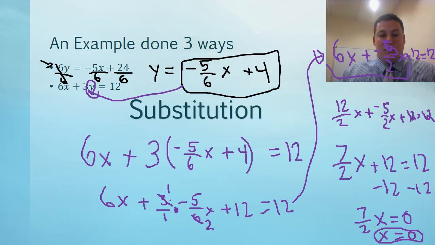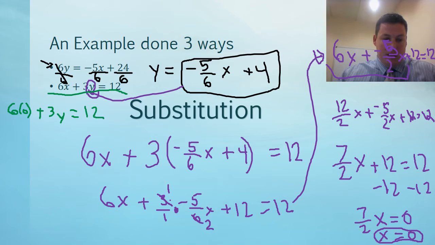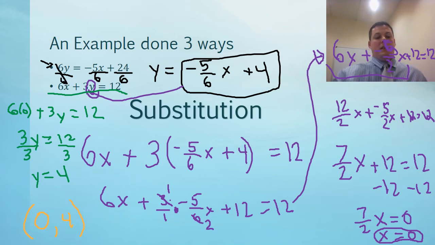Once I have x equals 0, I plug that back into one of the equations above. So I'm going to plug it back into this equation here. So I'm going to put 6 times 0, which we know is 0, plus 3y equals 12. So then just 3y equals 12. Divide both sides by 3. And I just have y equals 4. So then I want to write my ordered pair as 0, 4. So that was by substitution.